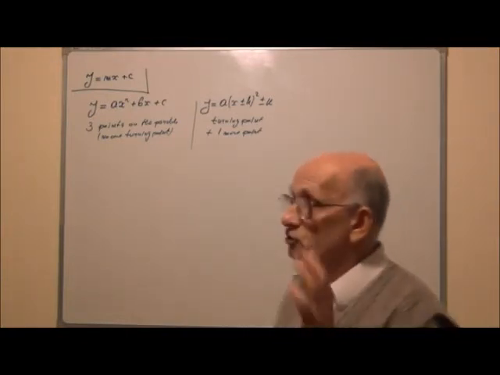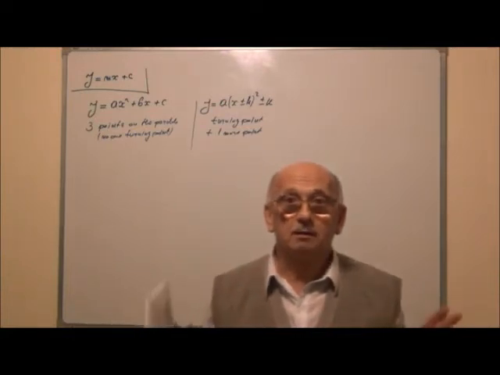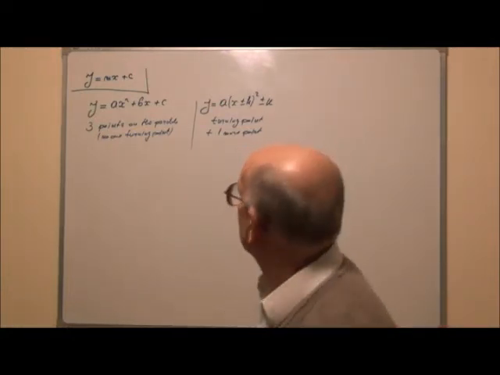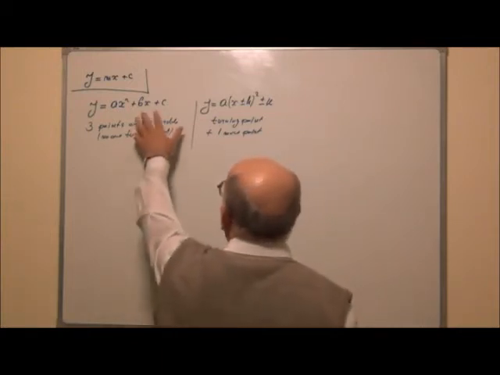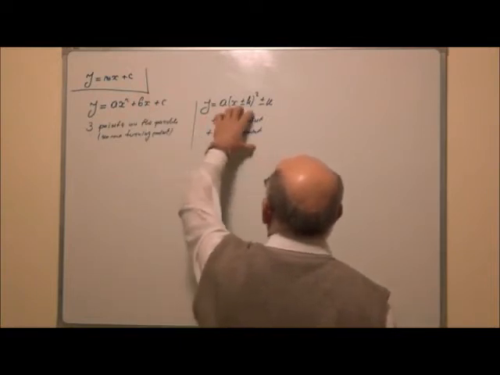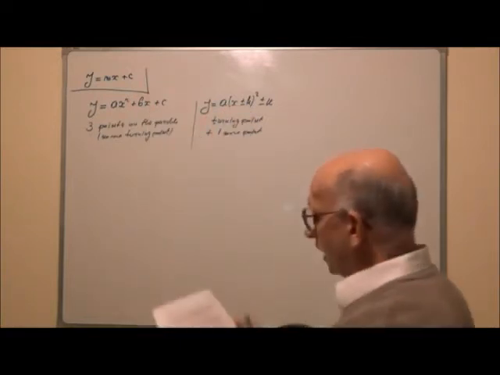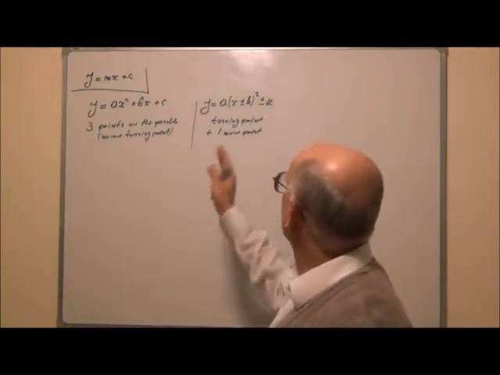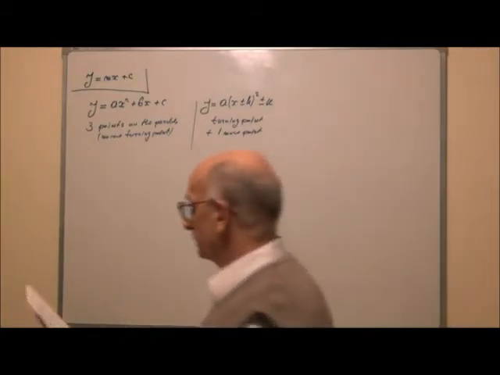Anyway, these were the main concepts of writing the equation of a parabola in the case when we know the coordinates of 3 points, or when we know the turning point and one more point. We will see on some examples for each of those how that works.